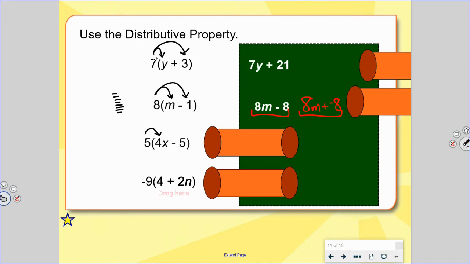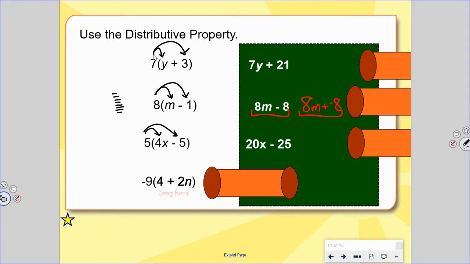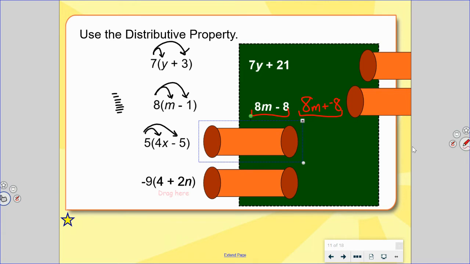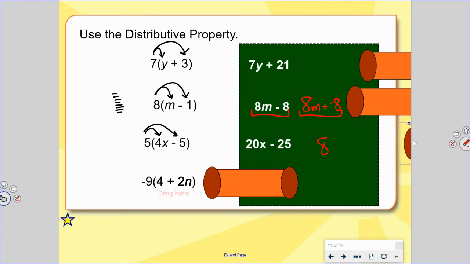5 groups of 4x is 20x. 5 groups of negative 5 is negative 25. Again, you may write subtraction, or you may write adding the opposite.